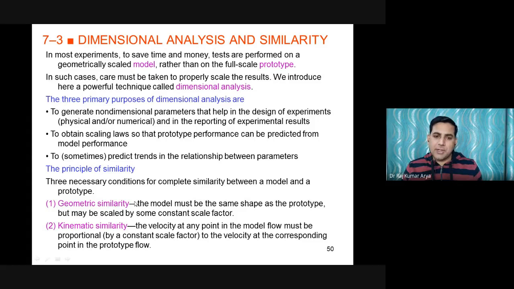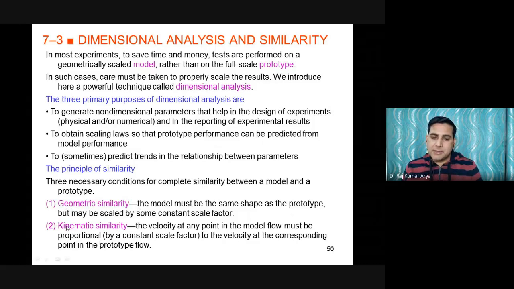So the first thing is called geometric similarity. The model must be of the same shape as the prototype, but maybe scaled up by some constant factor. Means if the length of the model to prototype has been increased by a factor of 2, all dimensions need to be changed by that same factor. Only then can you retain that particular shape. Otherwise, your shape would get distorted. So that is called geometric similarity. Their appearance should look the same. Whatever magnitude the things have changed, it should change in all dimensions the same way.